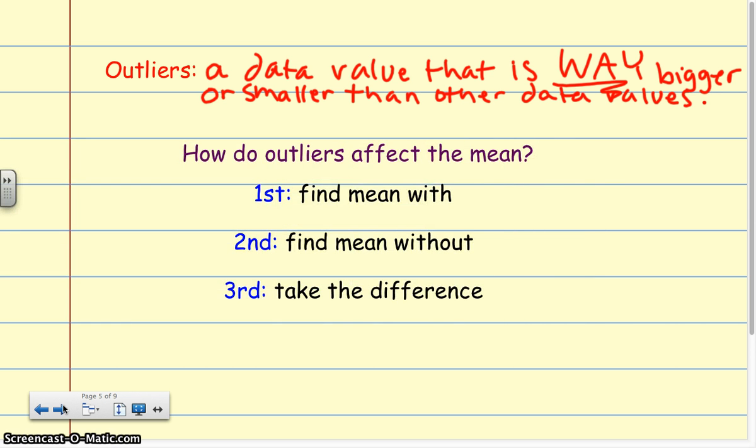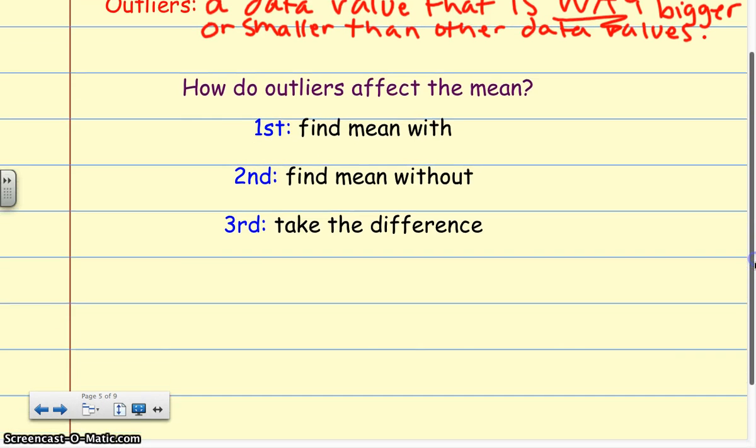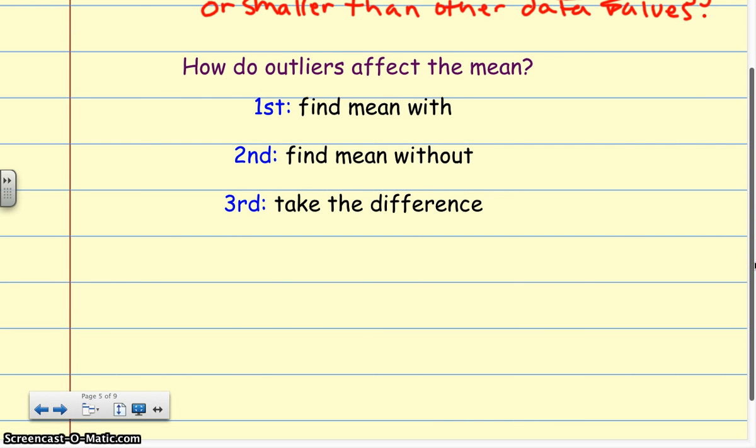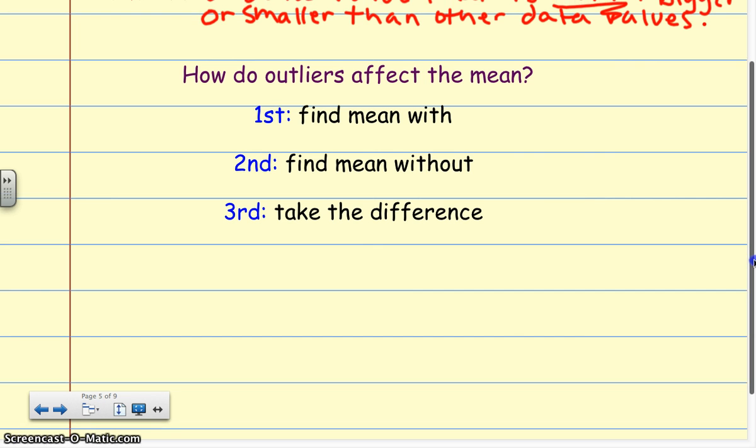Some examples, or how outliers affect the mean, we're going to be asked to identify. The first thing that we're going to want to do is find the mean with the outlier, just like what we were doing before. The second thing I'm going to want to do is find the mean without the outlier. And lastly, we'll take the difference. That'll tell us how it affects the mean.